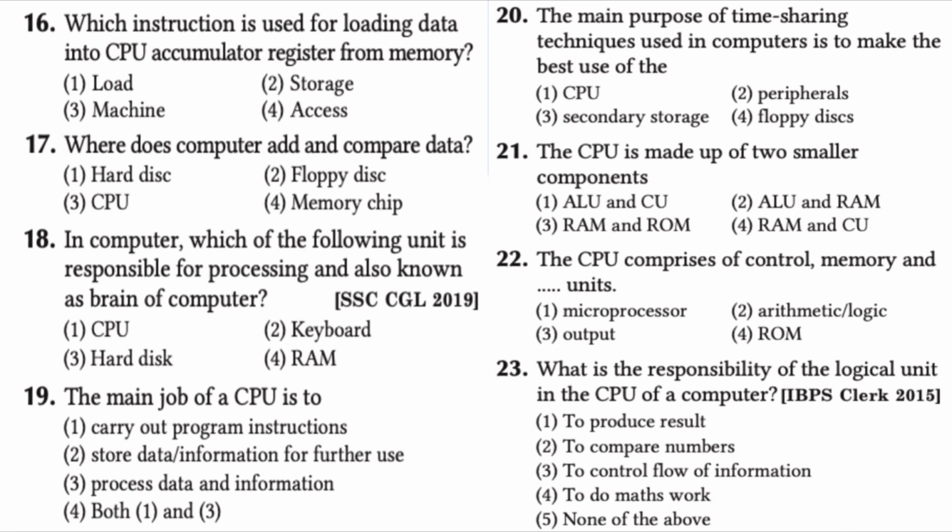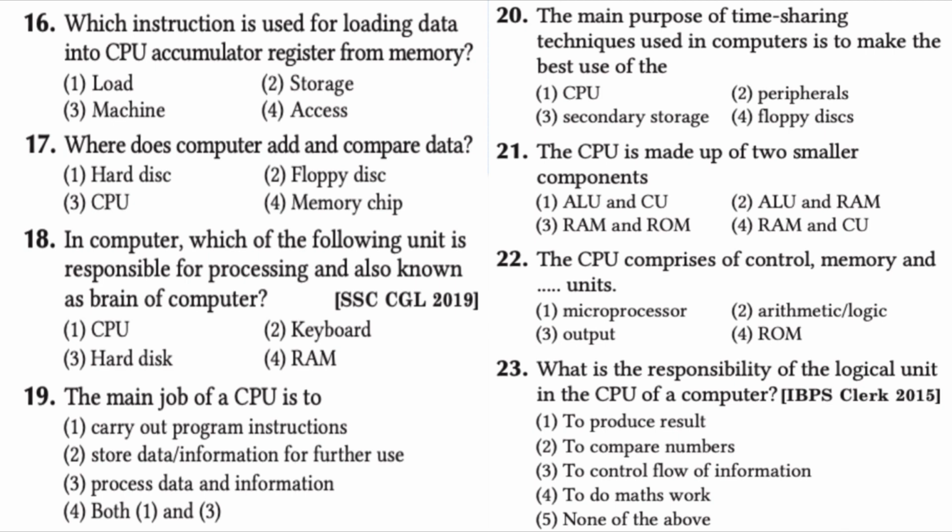Question 18. In a computer, which unit is responsible for processing and also known as the brain of the computer? Here the correct answer is 1. CPU. The Central Processing Unit, CPU, is indeed the brain of the computer, responsible for processing instructions and managing data flow.